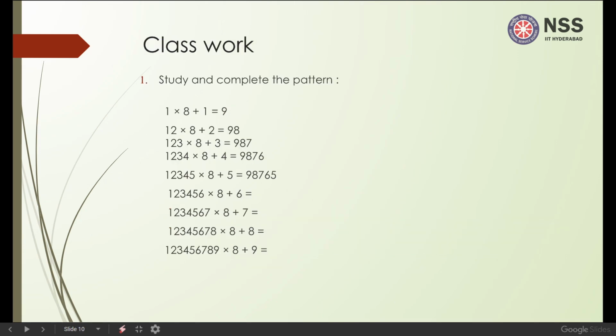Let us study and complete this pattern. So we have been given a few operations. Try to solve this question.